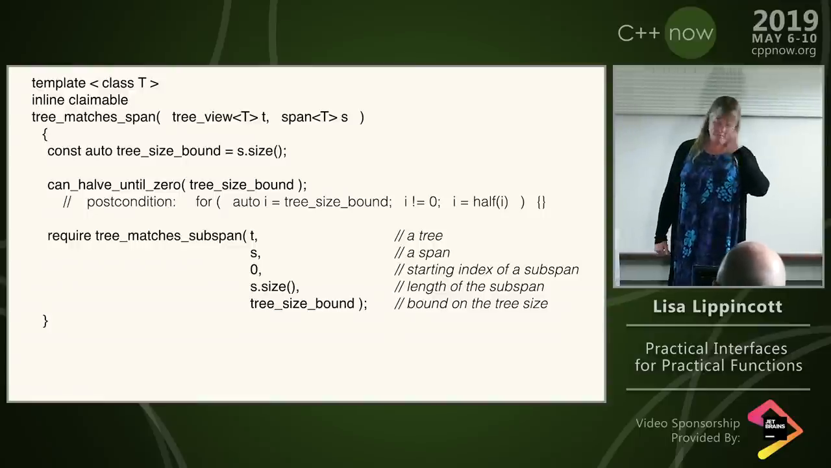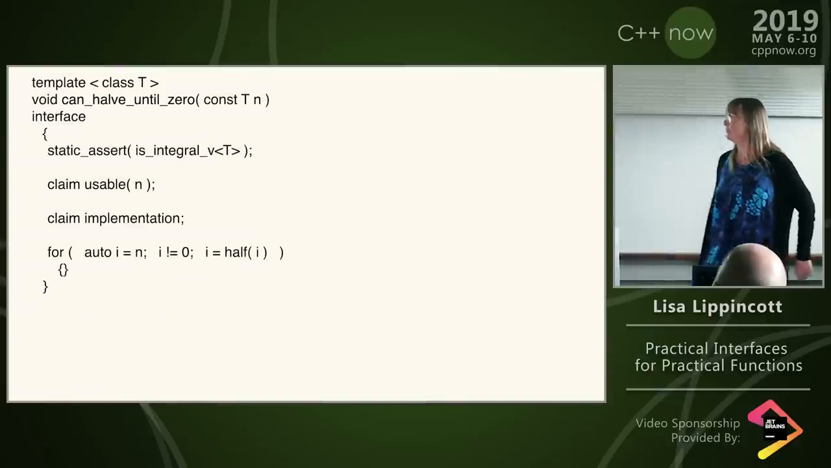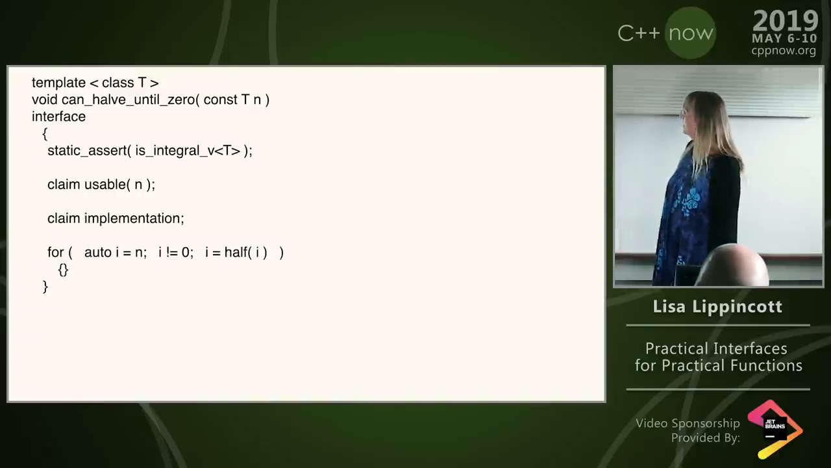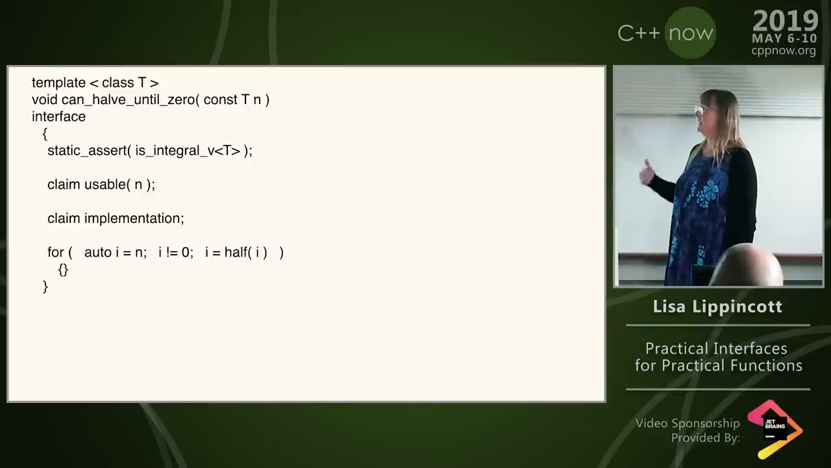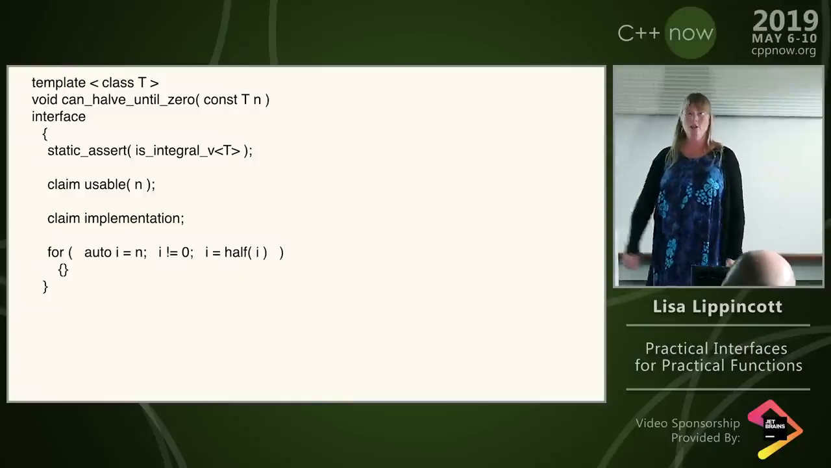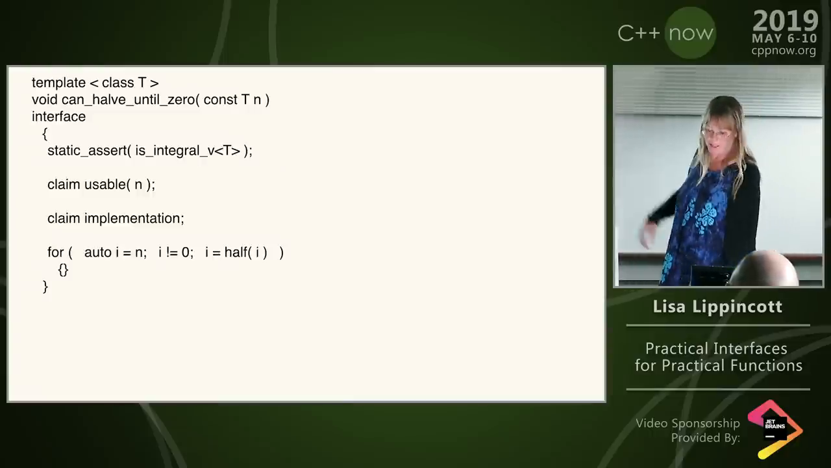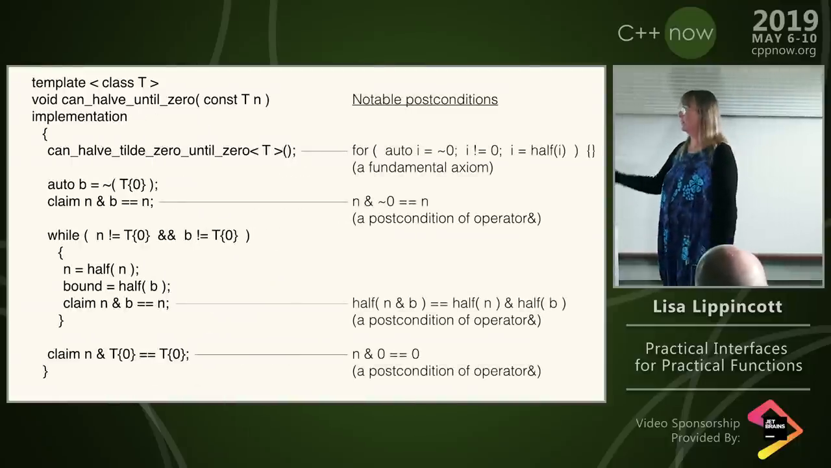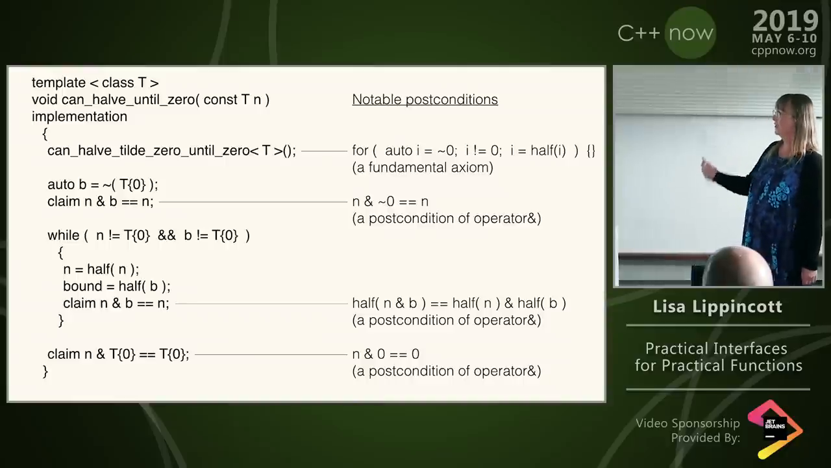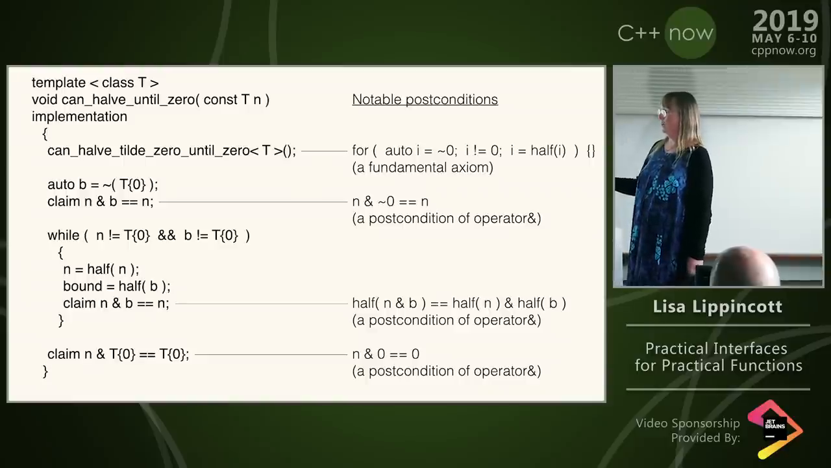So let's go into that. Here's the interface for can have until zero. It has the post condition that I promised. Fairly simple interface. This is just a theorem that is getting you over that gap from I have a number to I can halve that number until it gets to zero. And you implement a theorem like that something like this. You're just doing some calculations and making sure each thing works in turn. We do have a loop here.